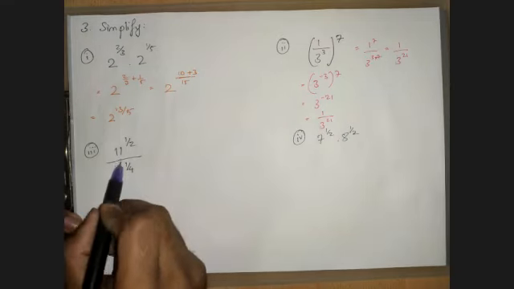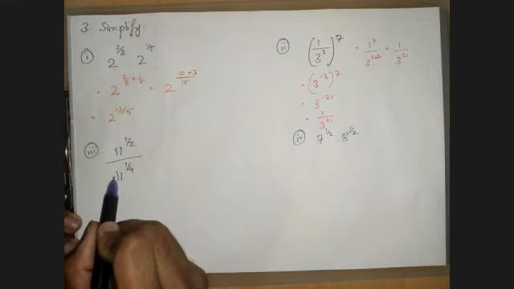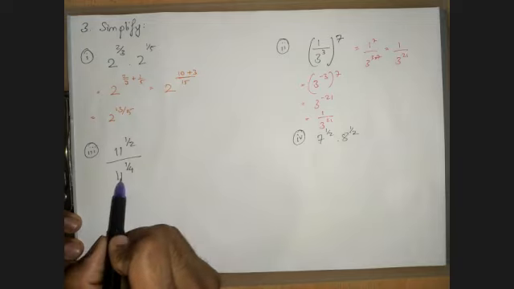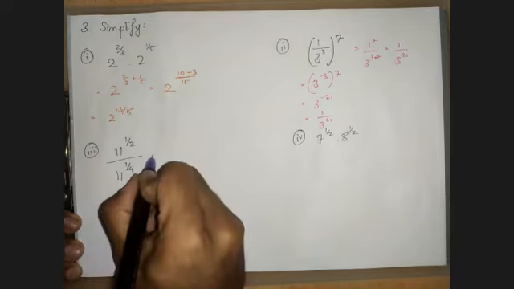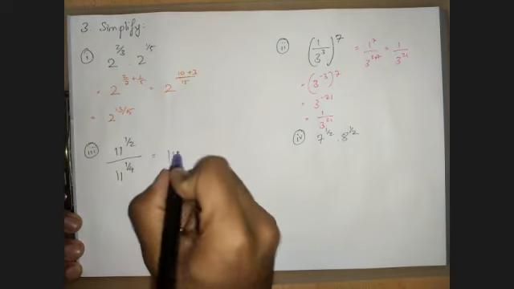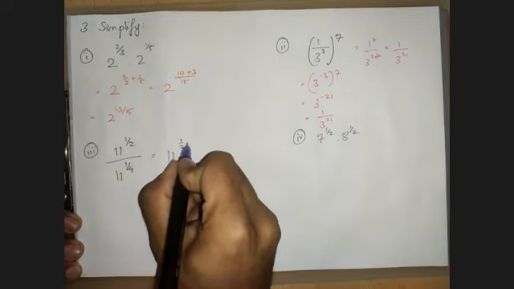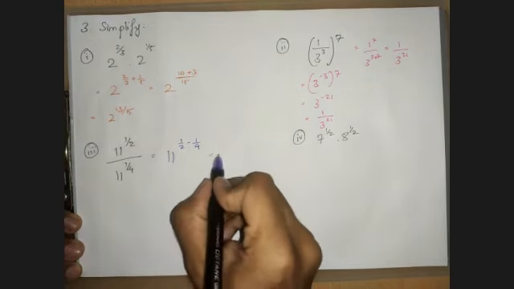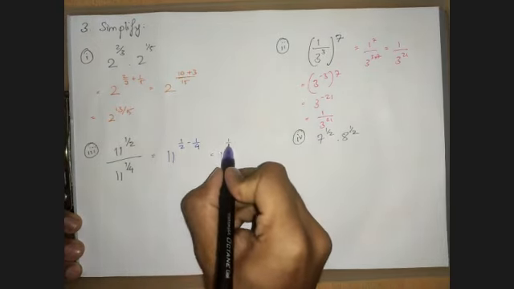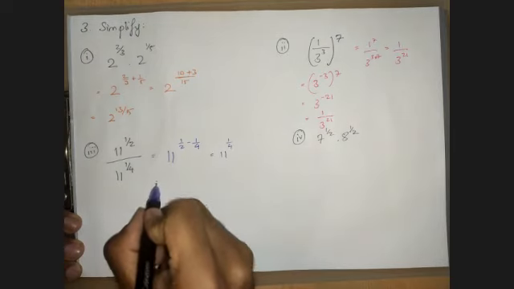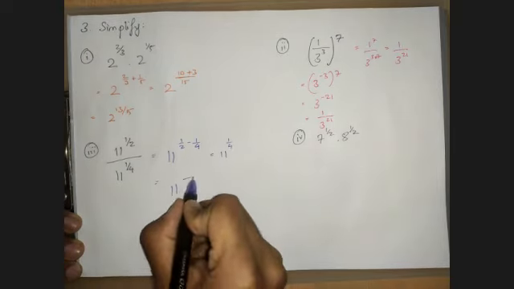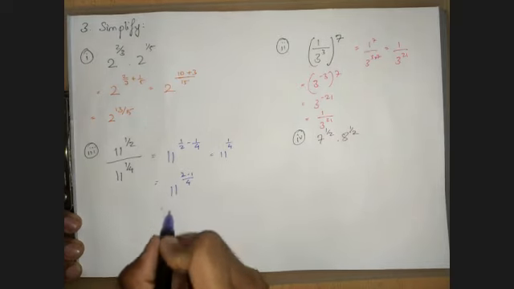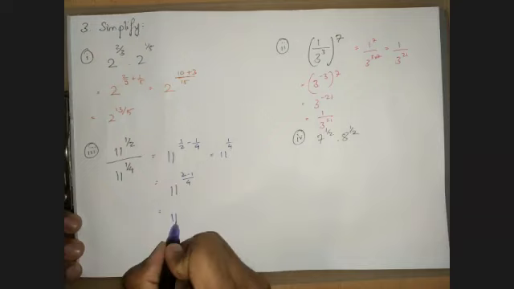Now the next problem, it is 11 power 1 by 2 by 11 power 1 by 4. Here, the bases are same, so I can subtract the exponents. So I would get 11 power 1 by 2 minus 1 by 4. I can directly write the answer 11 power 1 by 4, or else I can take the LCM. 2 minus 1, it is equal to 11 power 1 by 4.